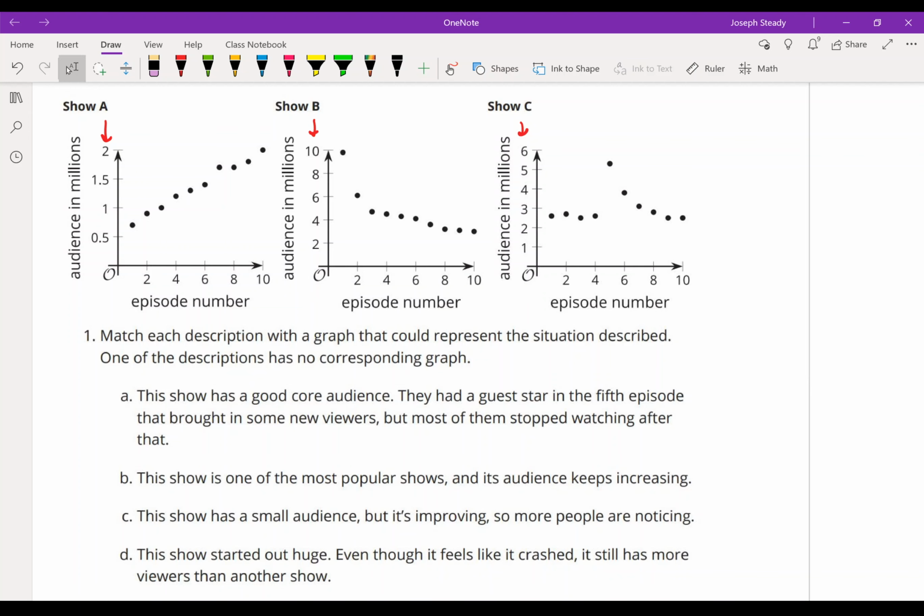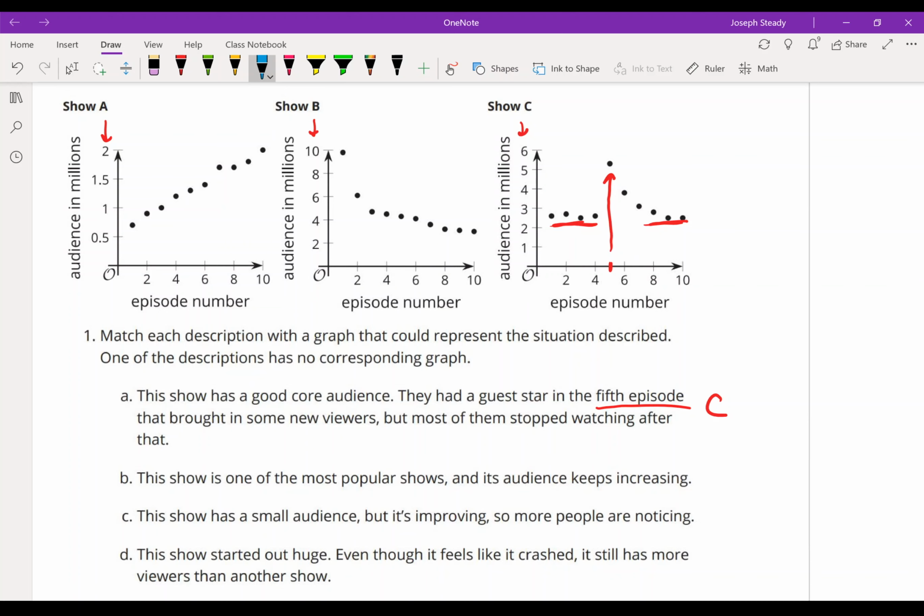So first one we'll check out. Description A. This shows a good core audience. They had a guest star in the 5th episode, and that sounds important. They brought in some new viewers, but most of them stopped watching after that. So looking at our graphs, one graph that I noticed right off the bat is graph C around episode 5 has this big jump in how many people are watching it. And they seem to have a good core audience, right? Not a lot of change here, and later on, not a lot of change again, of around like 2.5 million people. So this definitely seems like it's graph C.